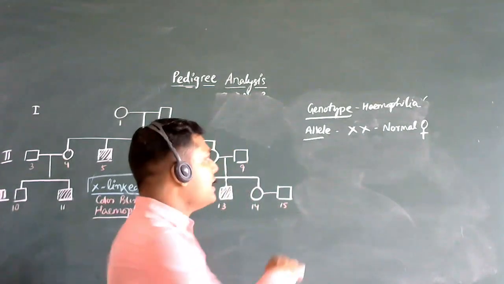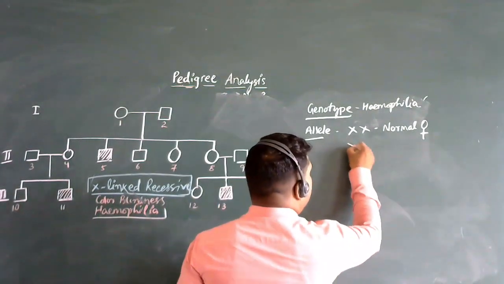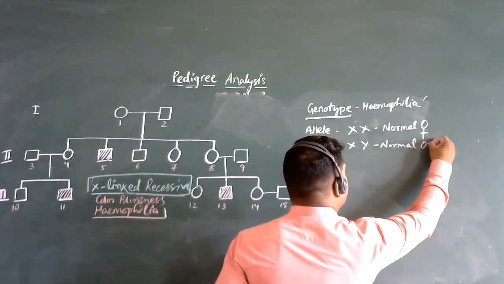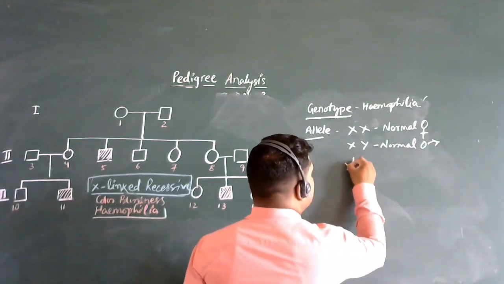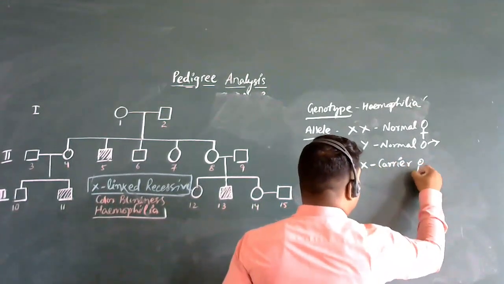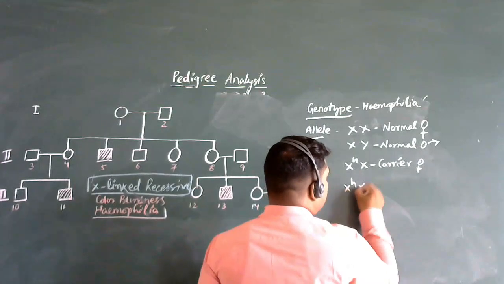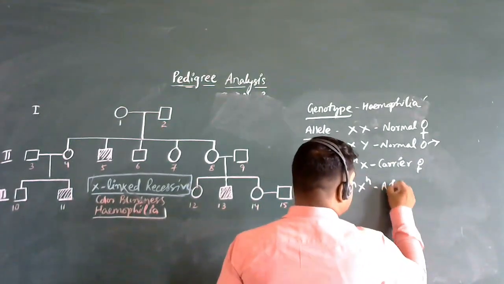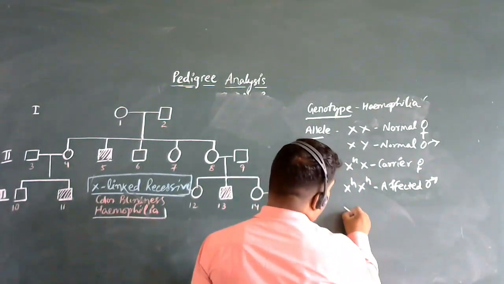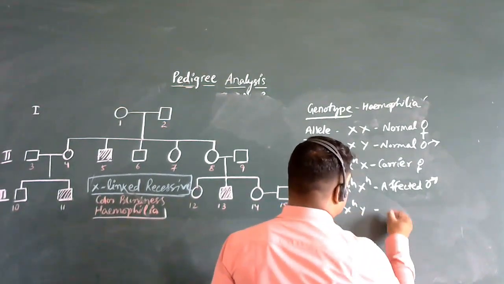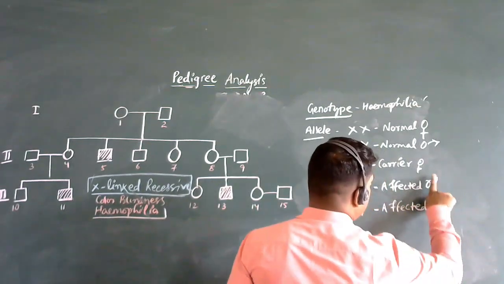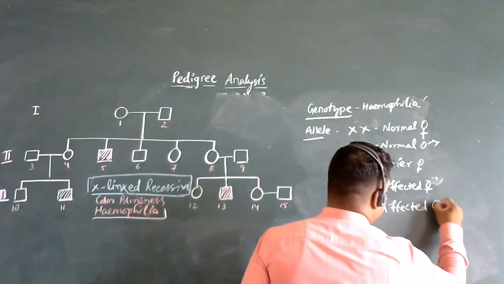Then we can have XY, that is going to be a normal male. Then we have XHX, which is going to be a carrier female. Then we have XHXH, which is going to be an affected female. Then we have XHY, which is going to be an affected male. I'm sorry, the XHXH is the affected female, and XHY is the affected male.